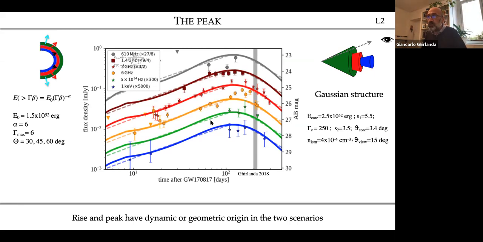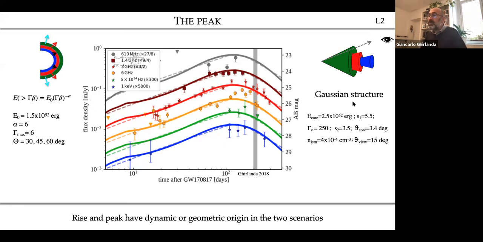Here I propose to you a realistic fit to these data sets that you see here. These are the light curves in different bands, as you read from the legend, with two models which are perfectly consistent. Here you see with the dashed line the choked case with these parameters, and with the solid line the Gaussian structured jet with these parameters here.